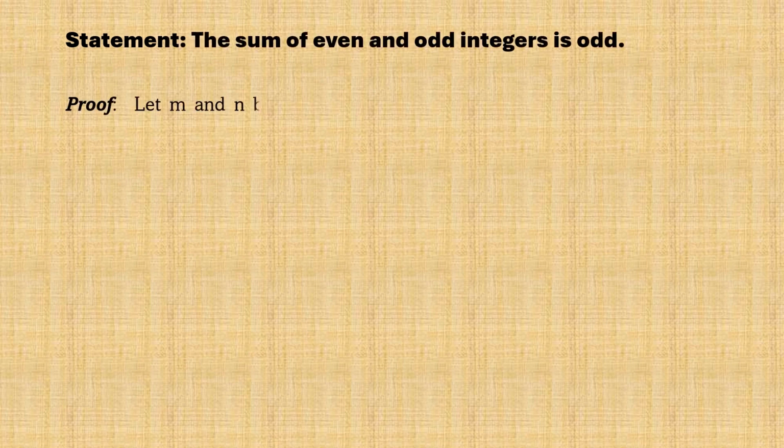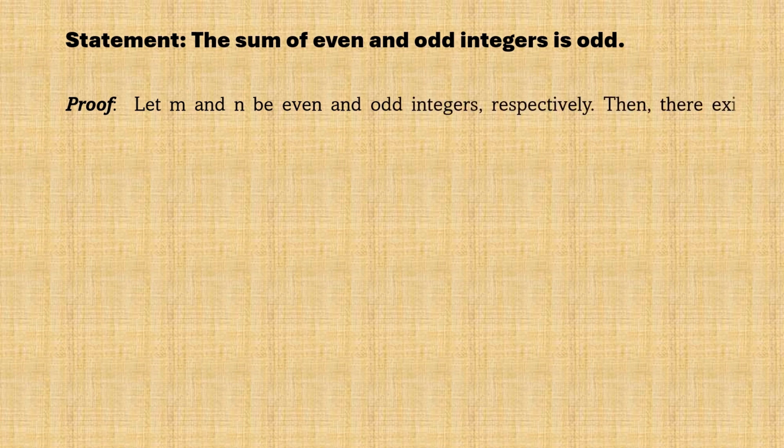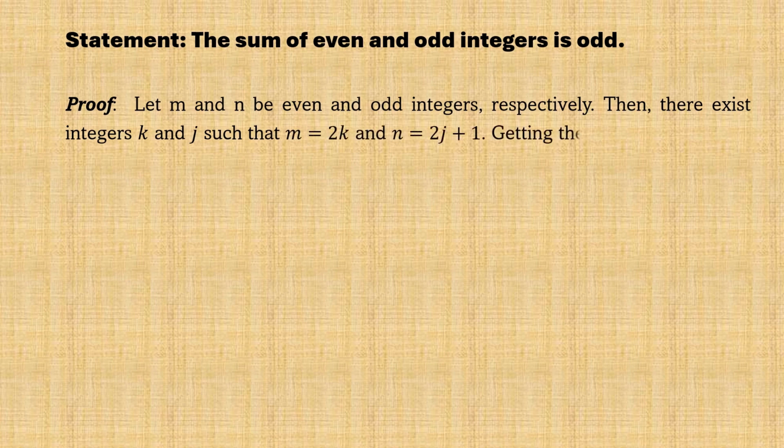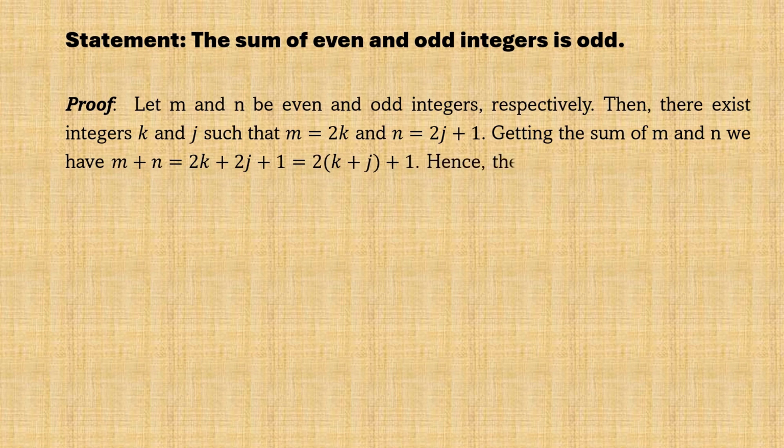The sum of even and odd integers is odd. Proof: let m and n be even and odd integers, respectively. Then, there exist integers k and j such that m equals 2k and n equals 2j plus 1. Getting the sum of m and n, we have m plus n equals 2k plus 2j plus 1.